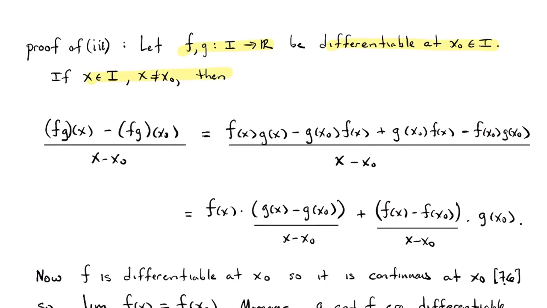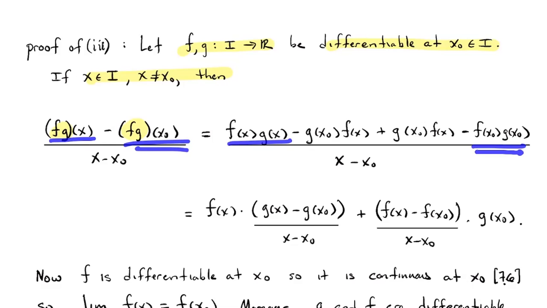Again, I'm going to start by algebraically investigating the difference quotient for the function f times g. The difference quotient for the function f times g is f times g of x minus f times g of x naught, all divided by x minus x naught. Well, f times g of x is by definition f of x times g of x. And likewise at x naught, it's f of x naught times g of x naught.